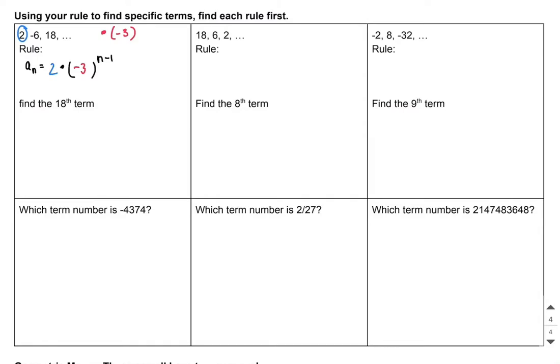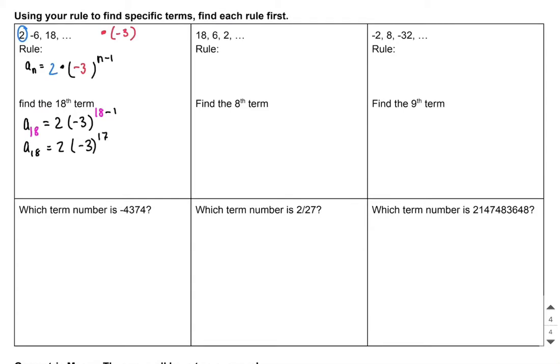And then I'm going to do the 18th term, so I'm going to do a sub 18, which means everywhere I see an n, I'm plugging in 18. So I do negative 3 to the 18 minus 1 power. So negative 3 to the 17th power times 2.